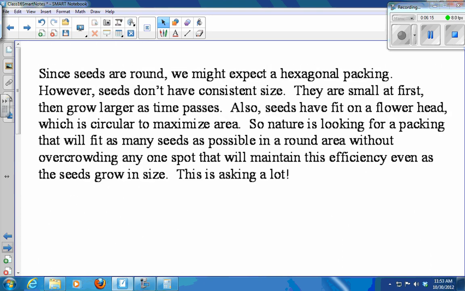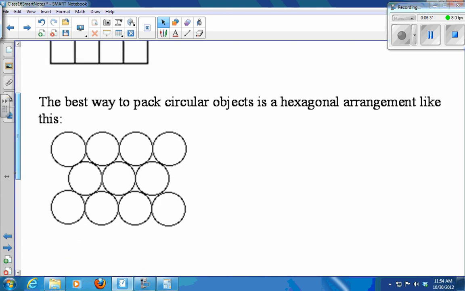But seeds don't have consistent size, right? If I'm talking about the seeds on the head of a sunflower, they don't have consistent size. They're small at first and they grow larger as time passes. Also, they have to fit in a circle, right? As opposed to this thing, which is vaguely rectangular, right?